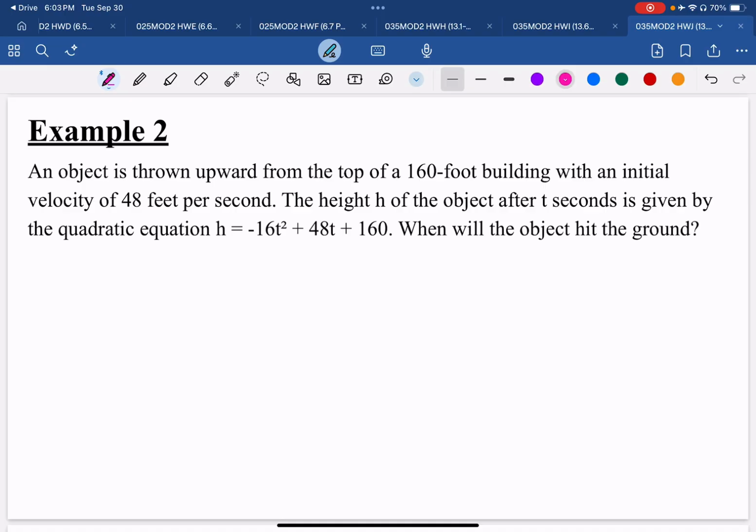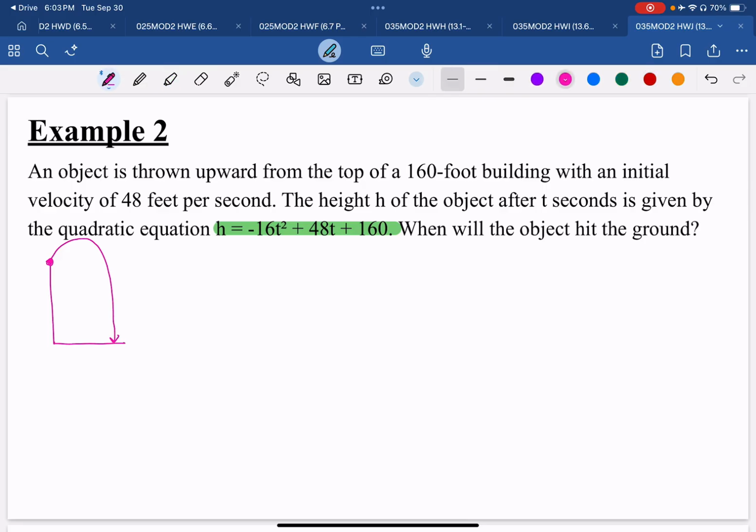All right, so let's wrap our brain around what this is saying. It says an object is thrown upward from the top of a 160-foot building. So we're at the top of this building, and we're going to throw an object up, and then it's going to come down. So we've got a quadratic equation, and it says that the height h of the object after t seconds is given by this equation. When will the object hit the ground?